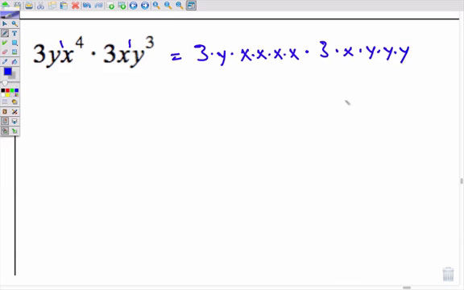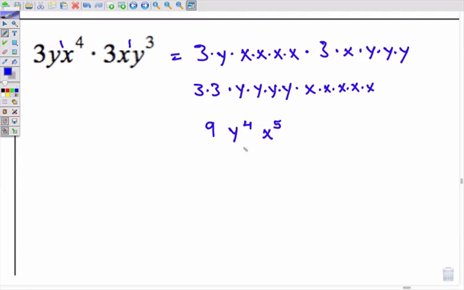Now we're going to move all this stuff around so it's all together. We're going to put the 3's together. We're going to put the y's together. Then we're going to put the x's together. Breaking it apart piece by piece like this, we got 3 times 3 is 9. We got y to the 4th, and then we got x to the 5th. So the full, complete, final answer would be 9y to the 4th, x to the 5th.